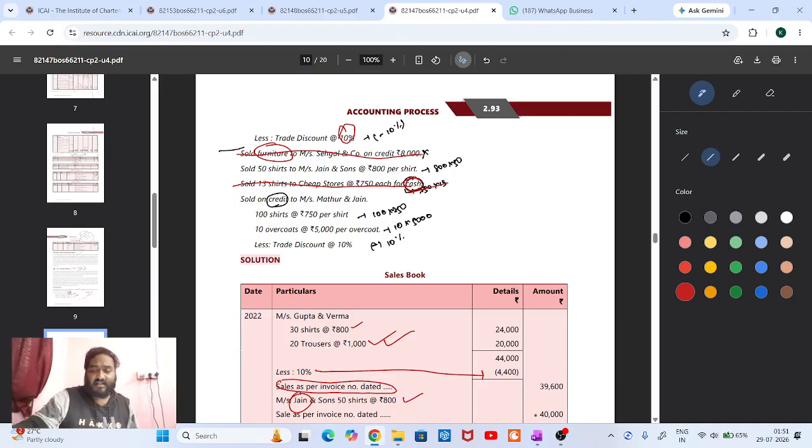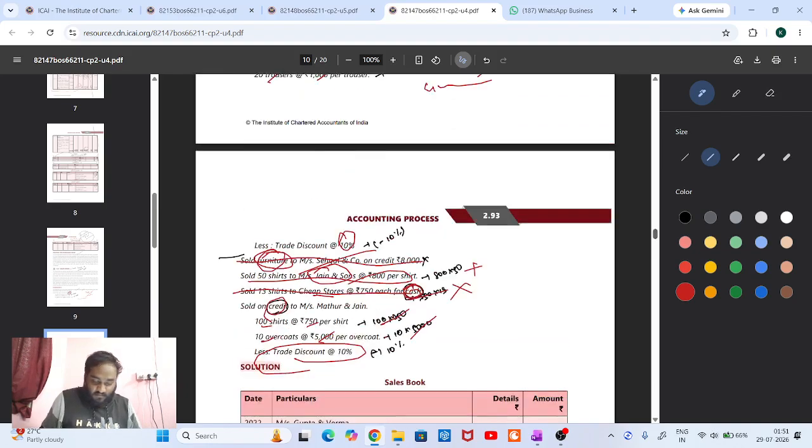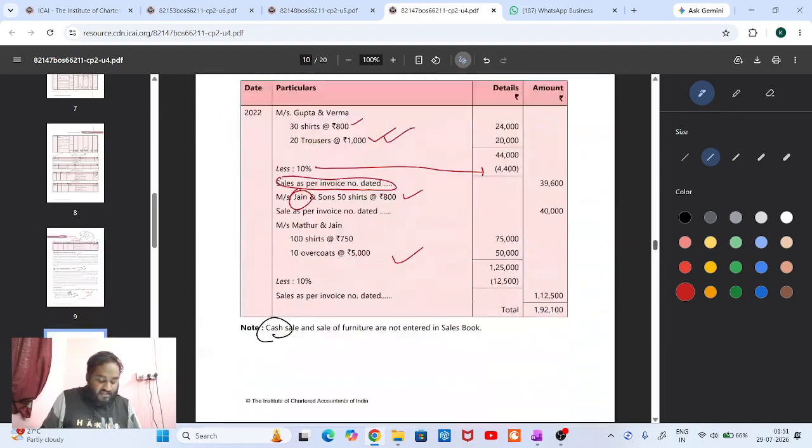Okay, let's keep GST aside. Sold furniture, cut. Sold 50 shares of 800, add. Not to people, not on cash. Sold 13 shares for cash, cut. Sold on credit, add. 100 into 750, 10 into 5000 minus 10%. This is the third illustration.